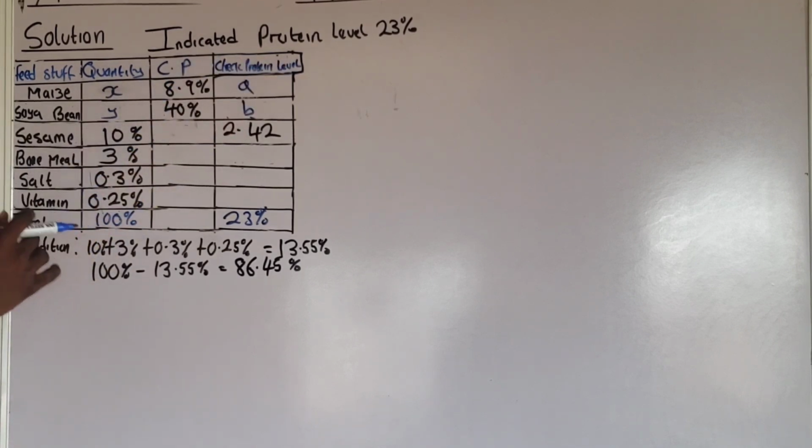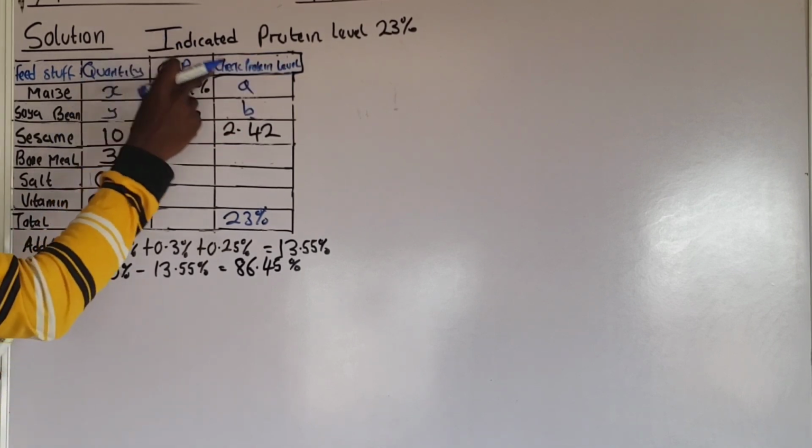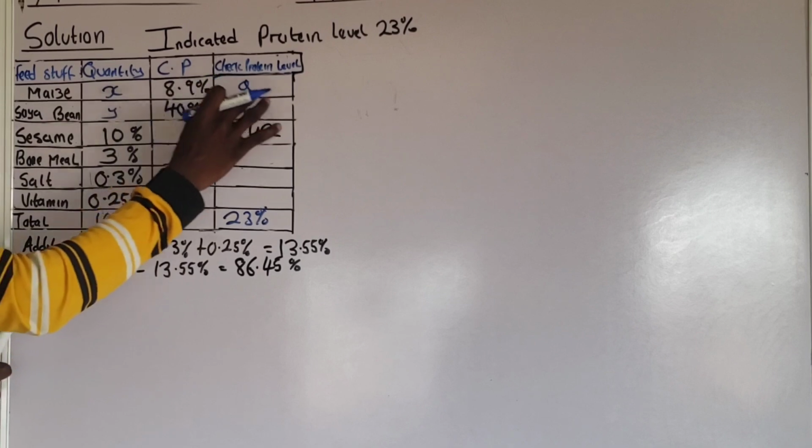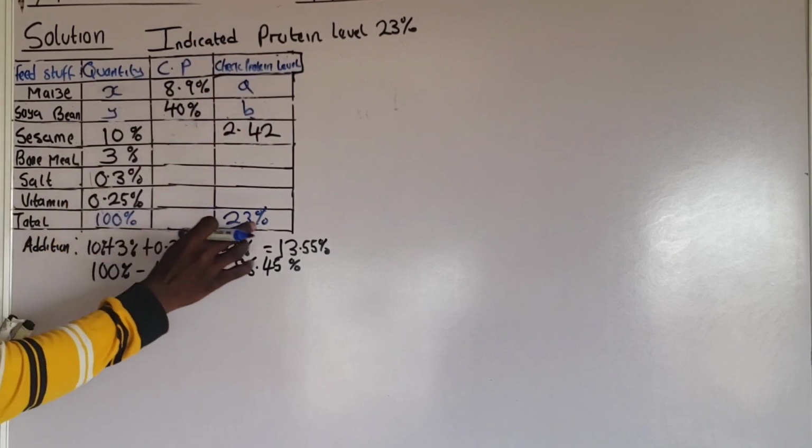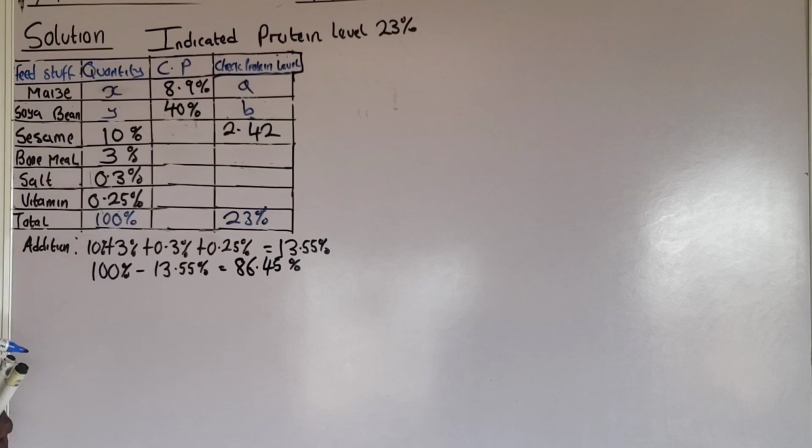So that means that if I calculate the protein level of maize and add it to that of soya beans and add it to 2.42, it must give me 23%. So now the second step says we should subtract the protein level that is given from the indicated protein level. The protein level that we are given is 2.42, which is that of sesame.